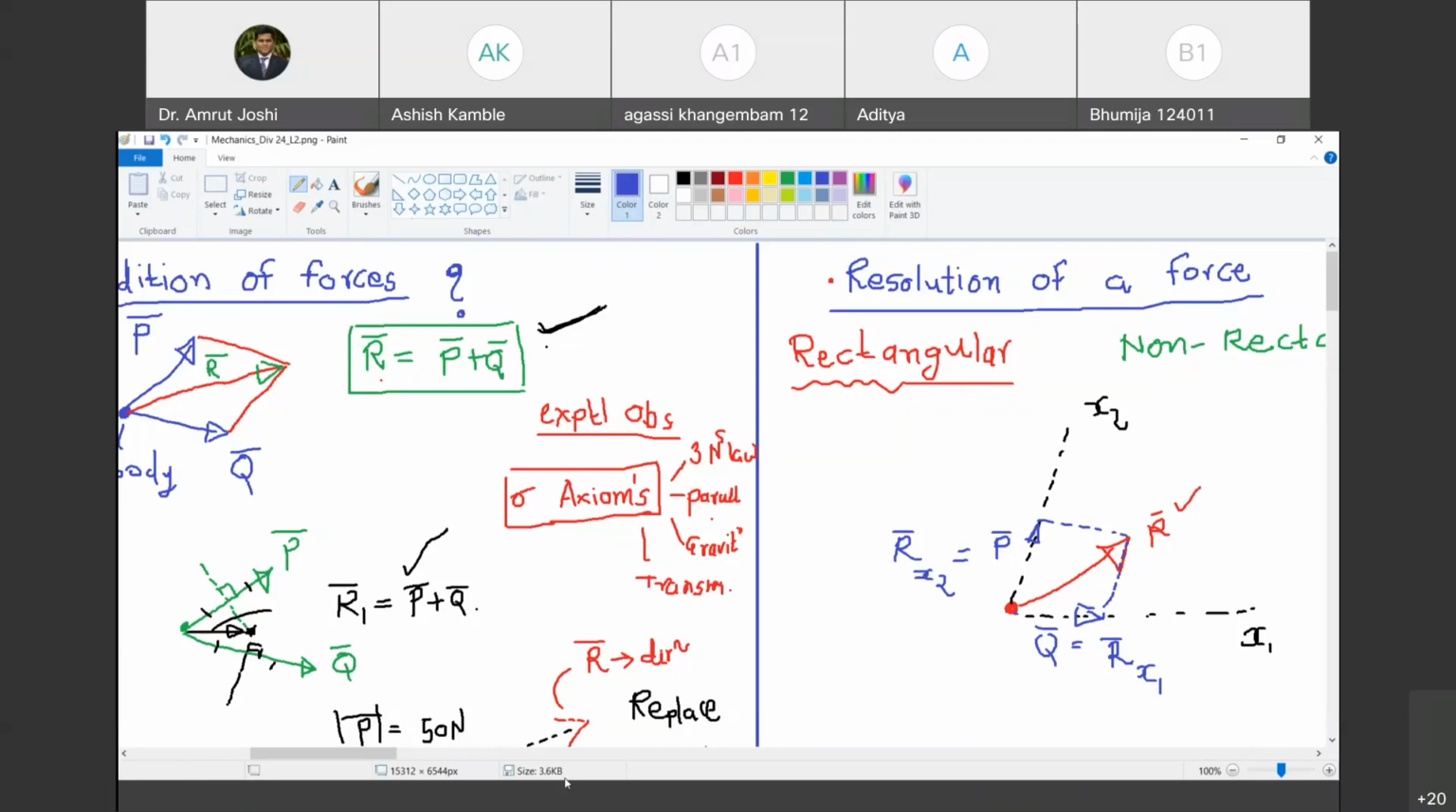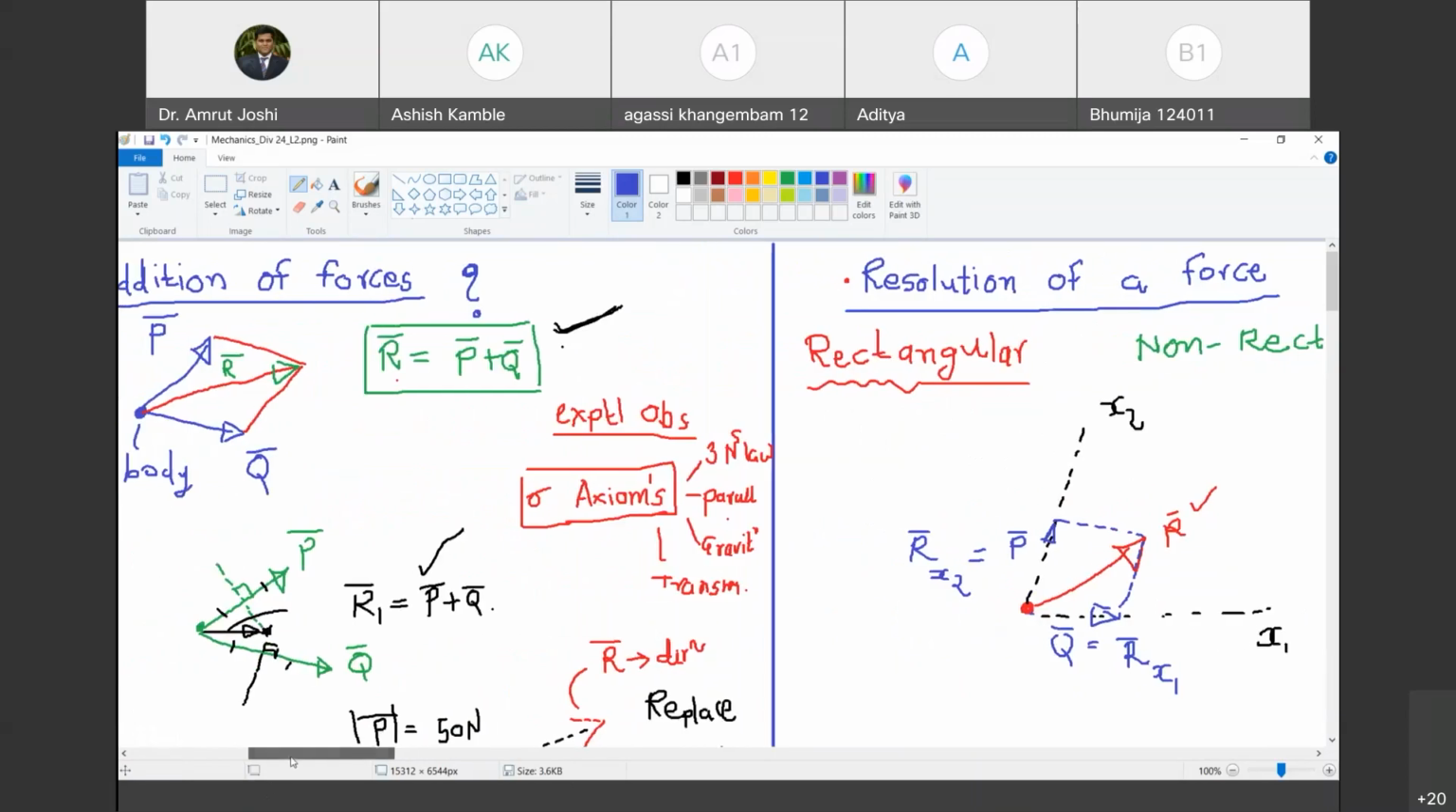And when do we call them non-rectangular components? When the angle between x1 and x2 is not 90 degrees. Then the parallelogram remains a parallelogram. It doesn't become a rectangle. Are you with me? Okay, so this is in short the concept of resolution of a force. What is resolution of force? Resolution of force is the reverse process of addition. Are you with me?